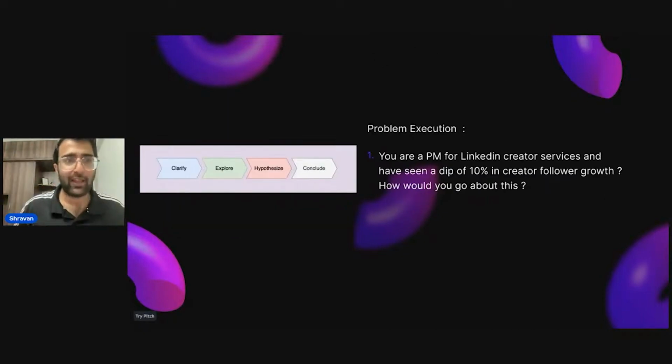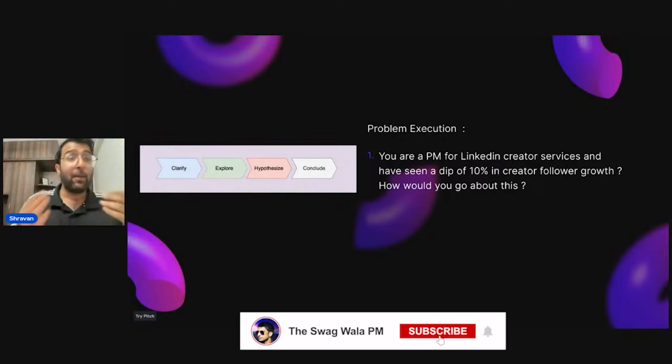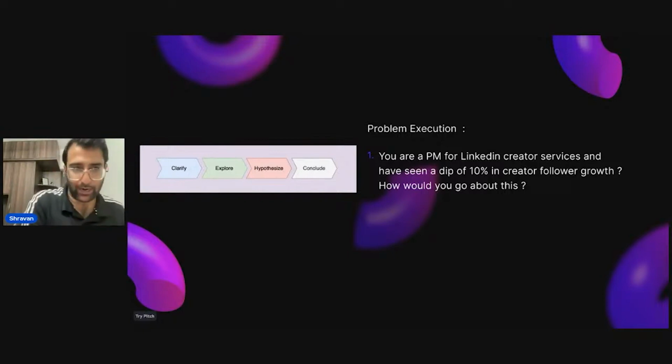Product sense problem में क्या होता है? It's an ambiguous statement that you have to make into an MVP: this is what I'll build. Product execution is the reverse. It says that you are already working on a product and there is some difference that you've seen in the metrics. And how do you debug the upward lift or the downward lift in the metrics, right?